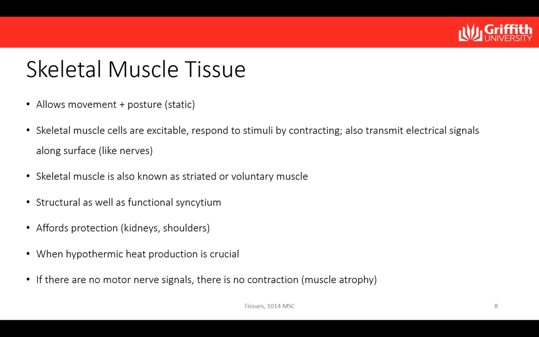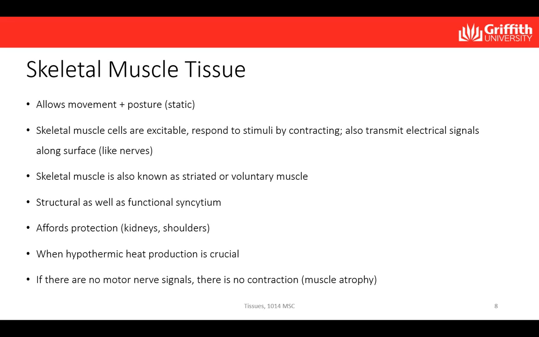Also known as striated or voluntary muscle, skeletal muscle tissue has several important functions, such as providing protection to organs like the kidneys and the shoulders. Skeletal muscle is also involved in producing heat when needed. In special cases where an individual is experiencing hypothermia or reduced body temperature, the muscle fibers shiver to produce heat.